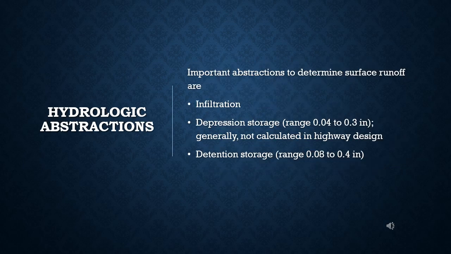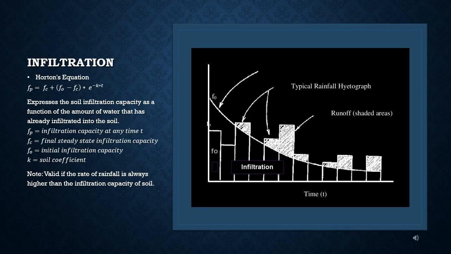There are a couple of important abstractions to determine the surface runoff. There are infiltration, depression storage, and detention storage. Detention storage is water that is temporarily stored, the depth of water that is necessary for overland flow to occur. Infiltration depends on soil type, slope, temperature, vegetation, moisture content, and rainfall intensity.